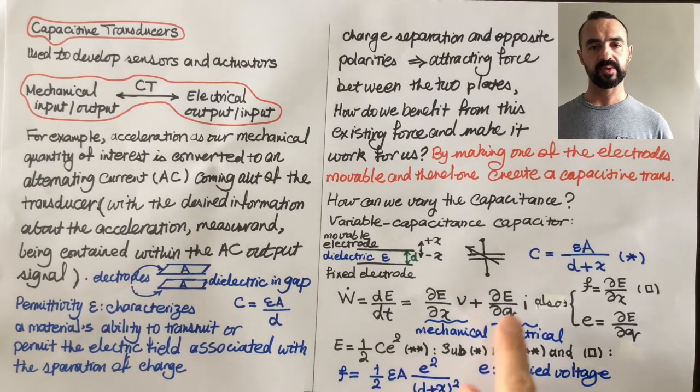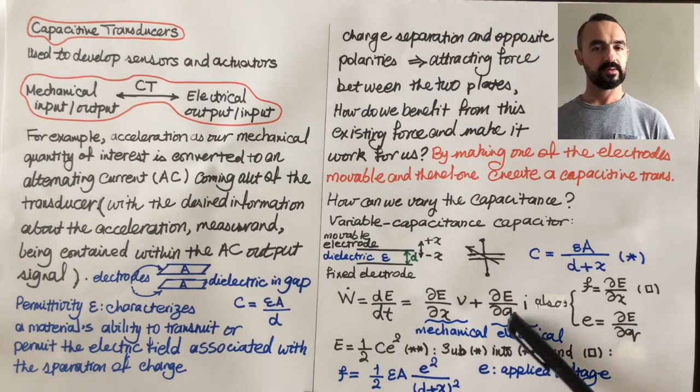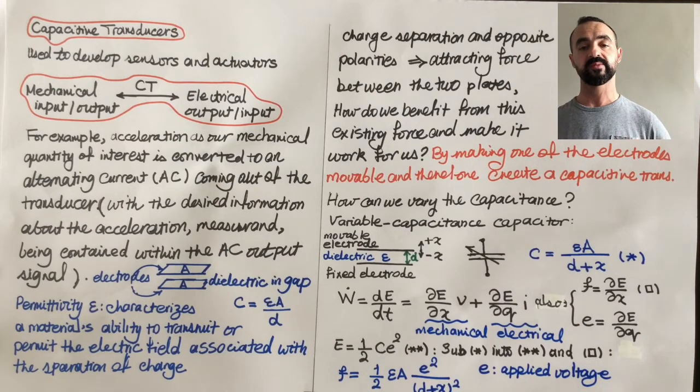And for the electrical domain, the same thing. We differentiate energy E with respect to Q. Electrical displacement is Q, and multiplying by I gives us the electrical power, which is either injected into our transducer or received from the transducer. So this is the whole power of this transducer.